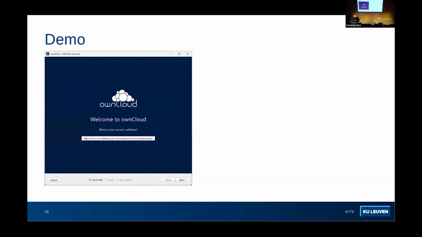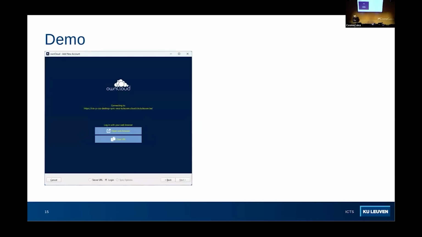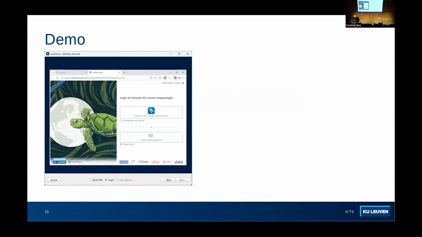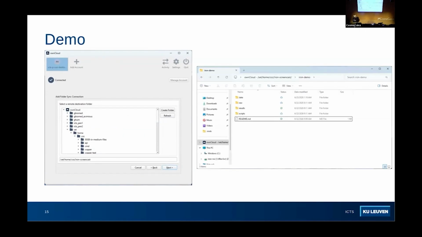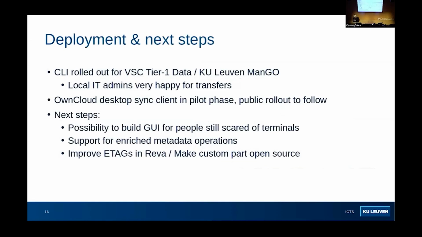So this is a demo of the ownCloud desktop client. You fill in the URL, you get redirected to our authentication. You can select a certain folder you want to sync, and not too big. And then in the end, you have this nice screen with a folder and cloud icons.